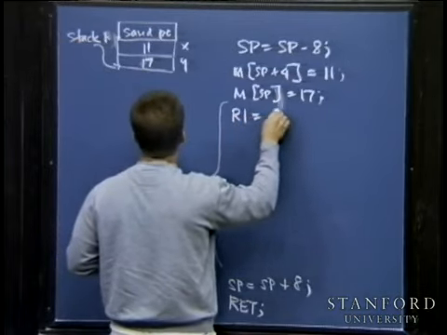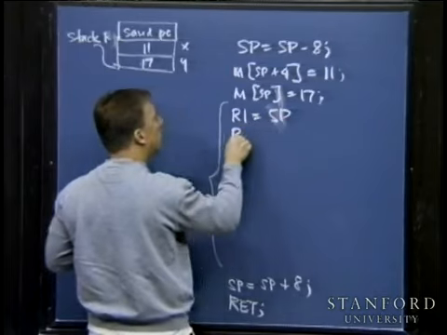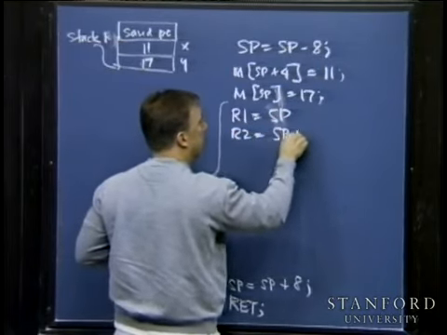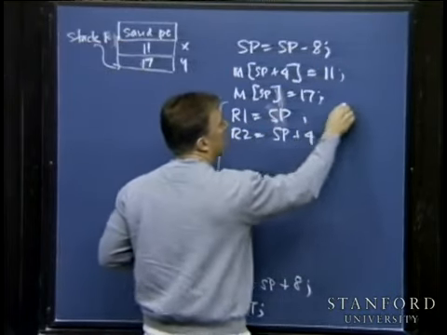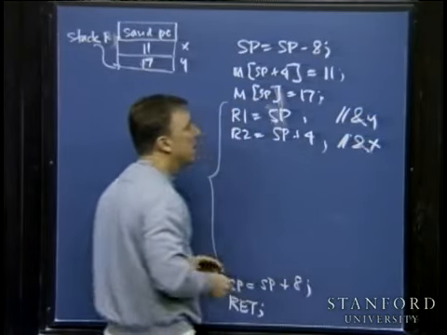R1 is equal to SP. I'm sorry, that's right, SP. R2 is equal to SP plus 4. This is ampersand of Y. This is ampersand of X.